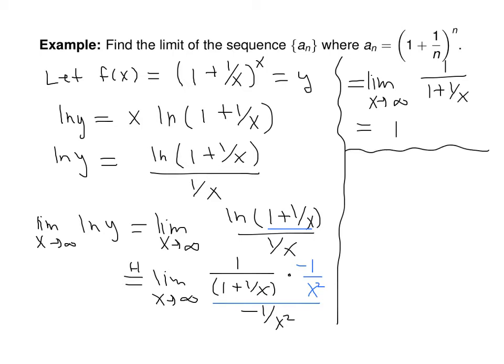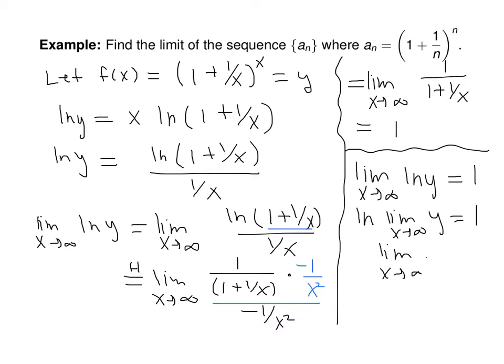And thus, we have the limit as x goes to infinity of ln y is equal to 1. That limit can move inside the ln. So ln of the limit as x goes to infinity of y is equal to 1. Exponentiate, and we have the limit as x goes to infinity of y is equal to e. And by the theorem about limits of sequences and functions, we have that the limit as n goes to infinity of a sub n is also equal to e.